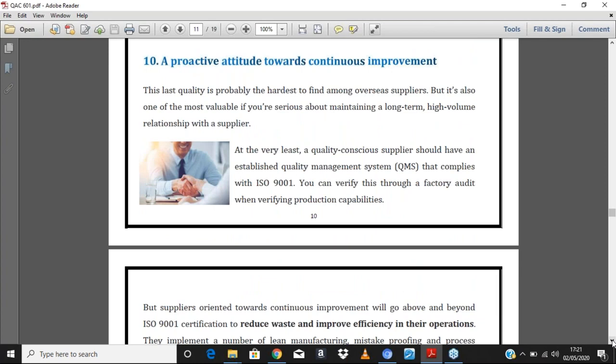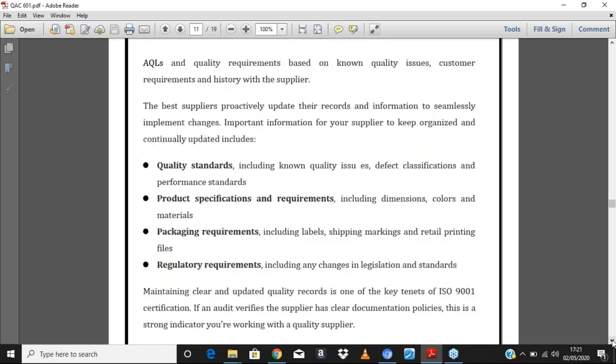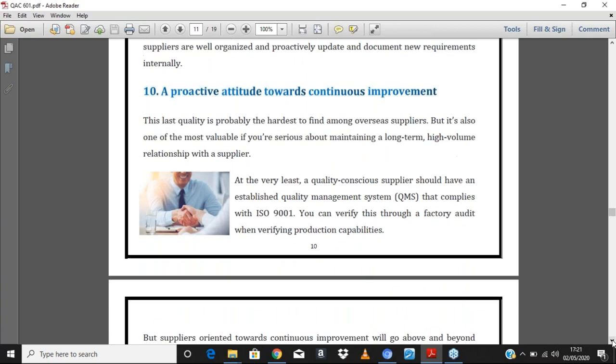And number 10, we said there has to be a proactive approach. Lastly, a proactive approach and a proactive attitude towards continuous improvement. What is continuous improvement? You have done it well now, but will you remain the same way in the next 5 years? You are doing the correct thing now, but how about the next 2 years? There has to be a system of continuous improvement. You do not stay or remain where you are. You have to put in other measures to see that there is growth and improvement.